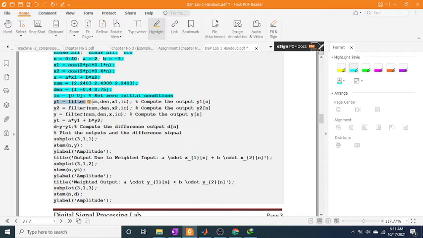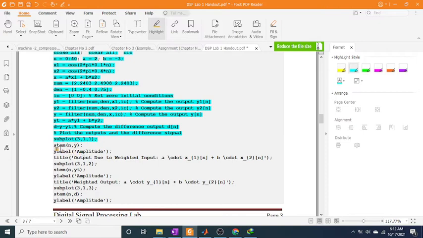y1 = filter(num,den,x1,ic), compute the output y1[n]. y2 = filter(num,den,x2,ic), compute the output y2[n]. y = filter(num,den,x,ic), compute the output y[n]. yt = a*y1 + b*y2. d = y - yt, compute the difference output d[n]. Plot the outputs and the difference signal.